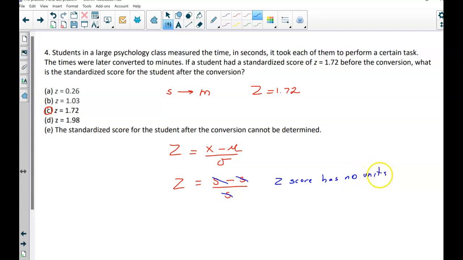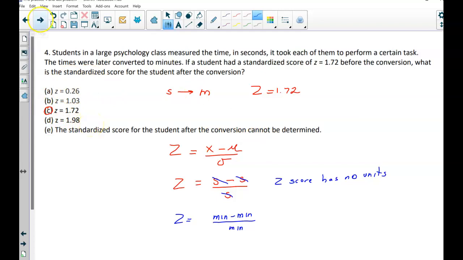So if you convert everything in terms of minutes, you're still going to end up with minutes minus minutes, right? The data value is in terms of minutes, the mean is in terms of minutes, and the standard deviation is in terms of minutes. Again, you end up with a number that gives you a relative position, so it doesn't matter the unit of the original data. As long as you're converting each value the same, you're going to end up with the same z-score.